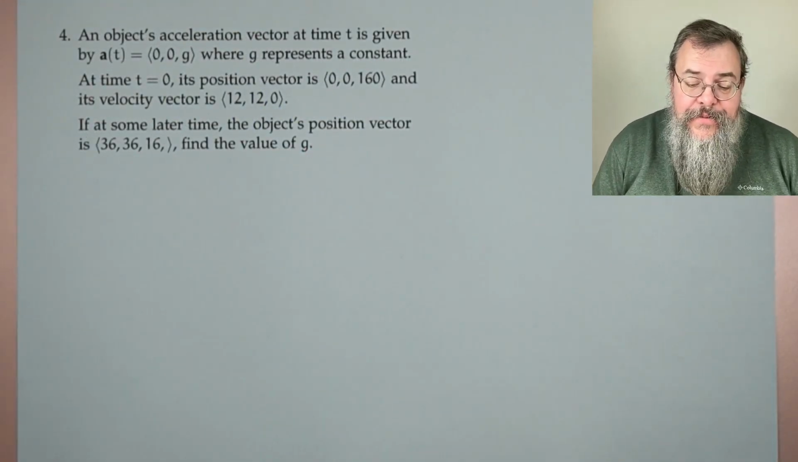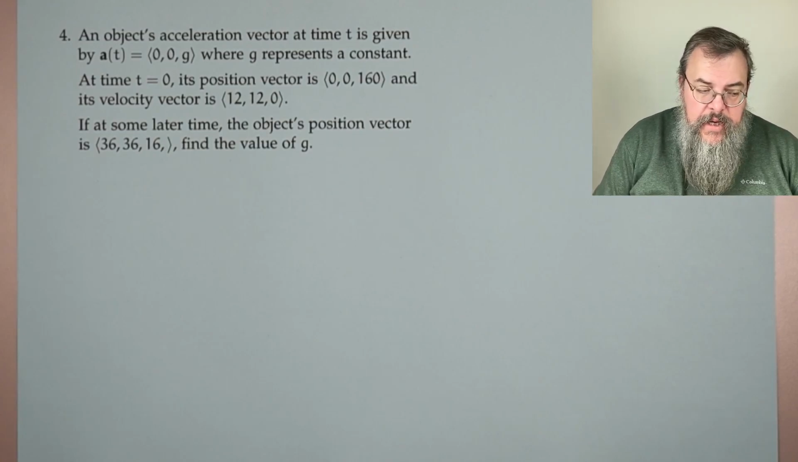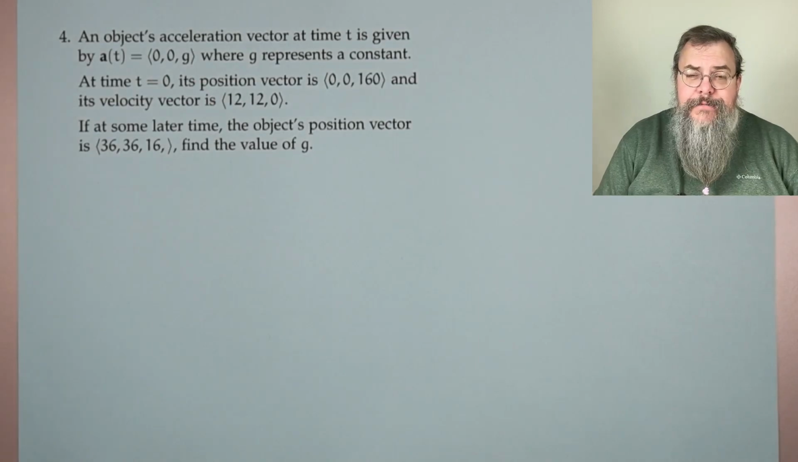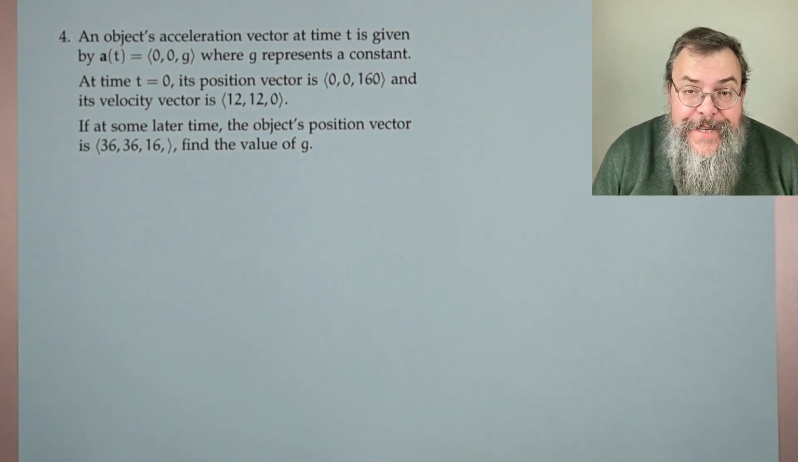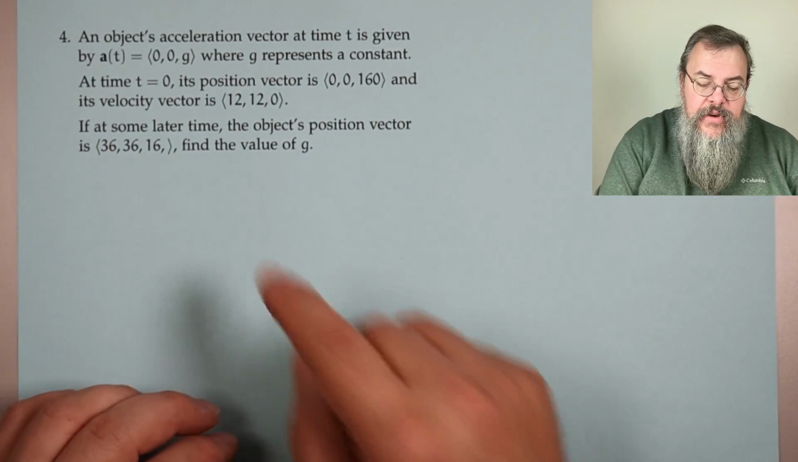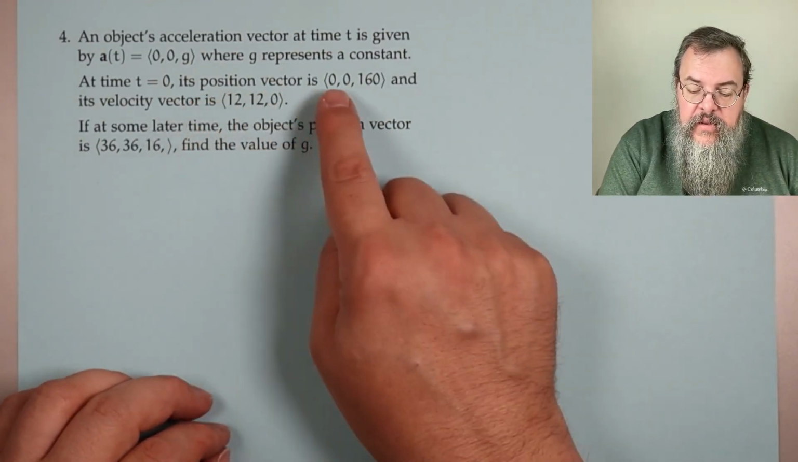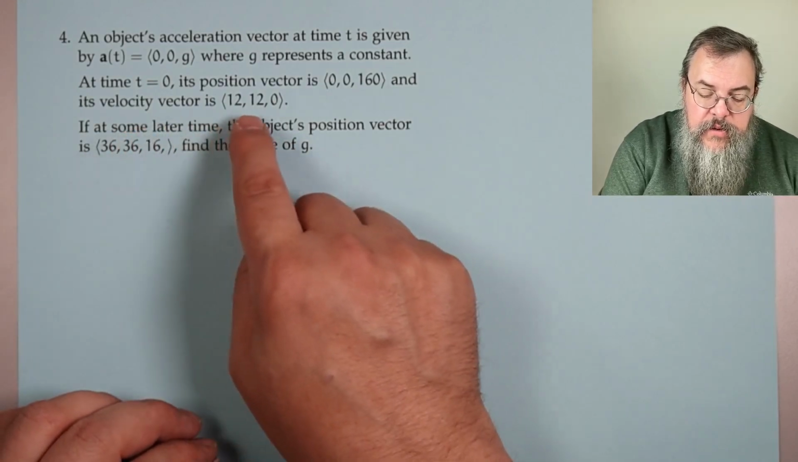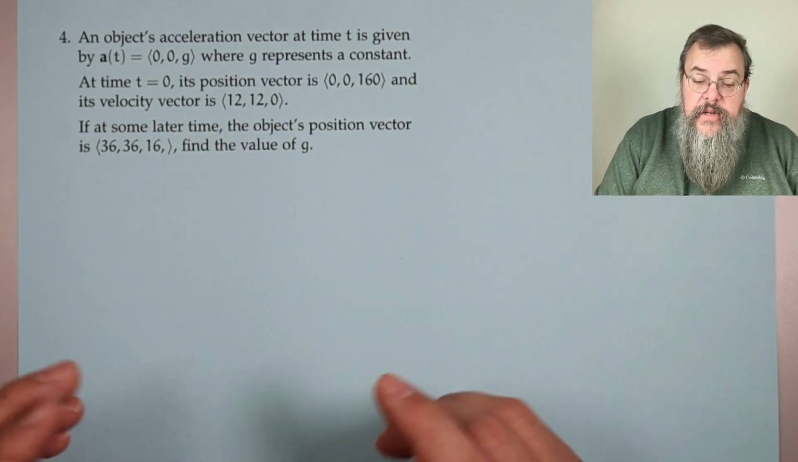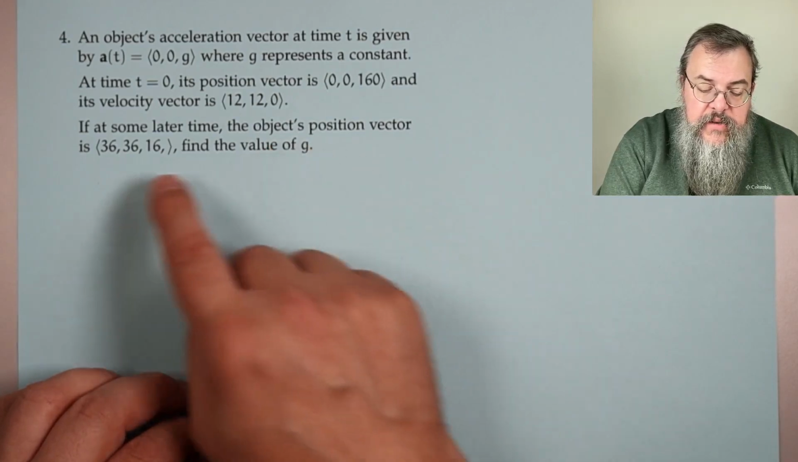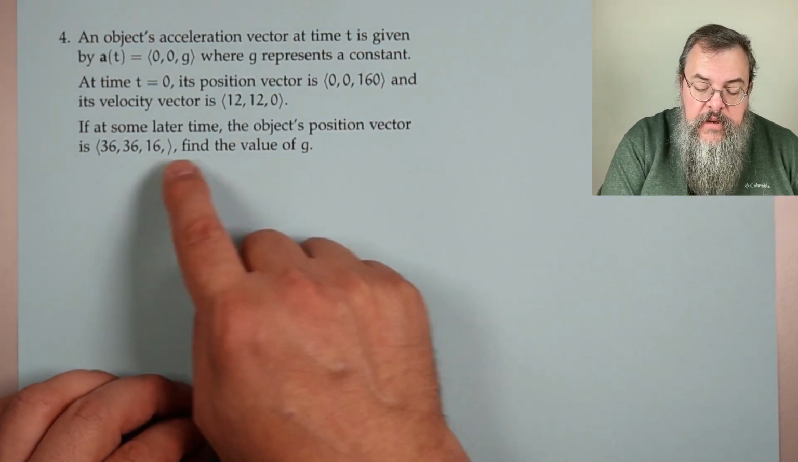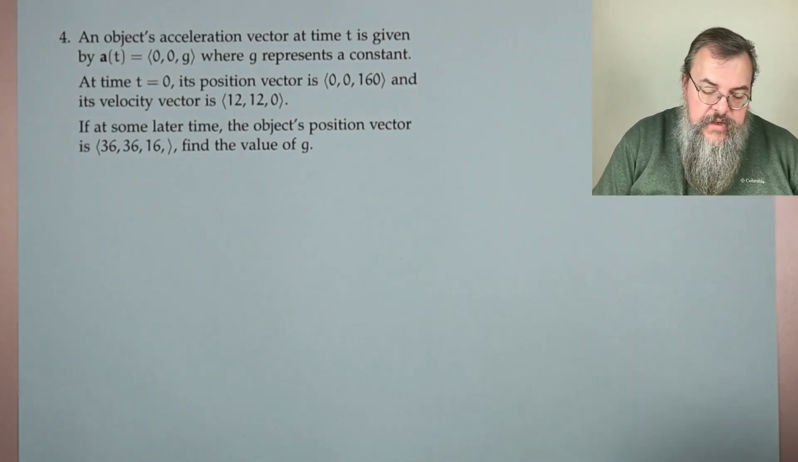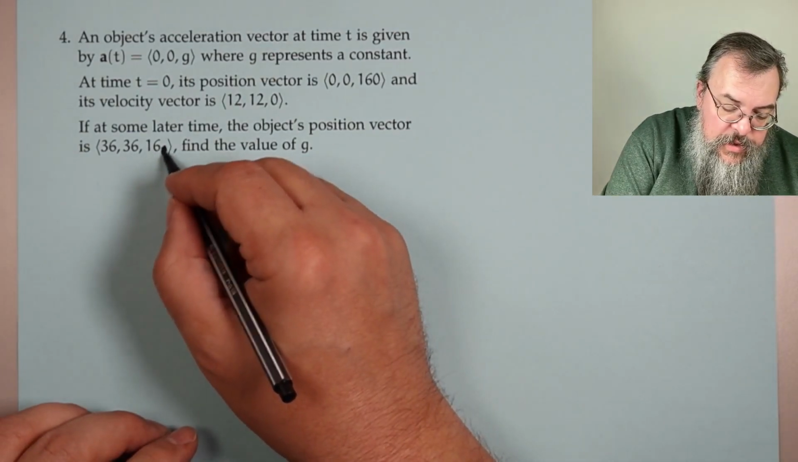An object's acceleration vector at time t is given by acceleration is 0, 0, g, where g represents a constant. We can think of g as gravity. At time 0, its position vector is 0, 0, 160, and its velocity vector is 12, 12, 0. If at some later time the object's position vector is 36, 36, 16, find the value of g. I noticed that for some reason there's an extra comma here. Don't worry, that's just a typo.